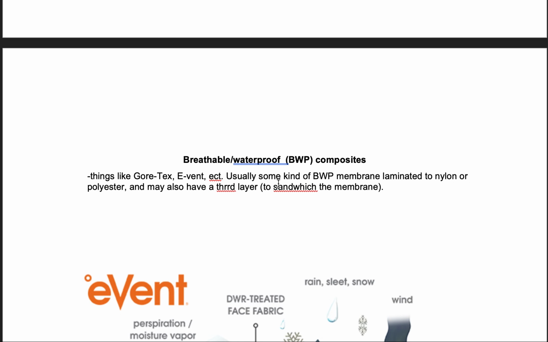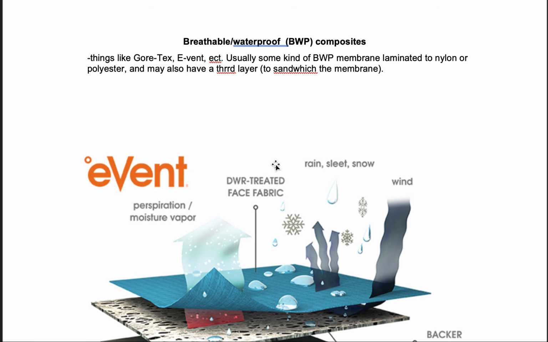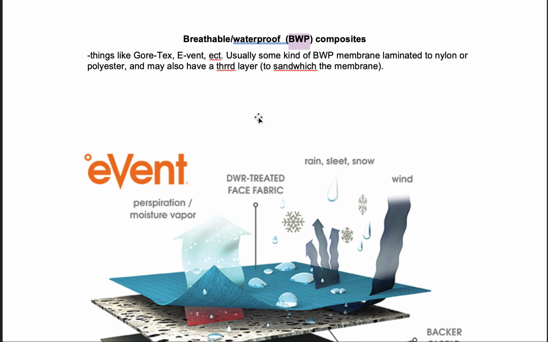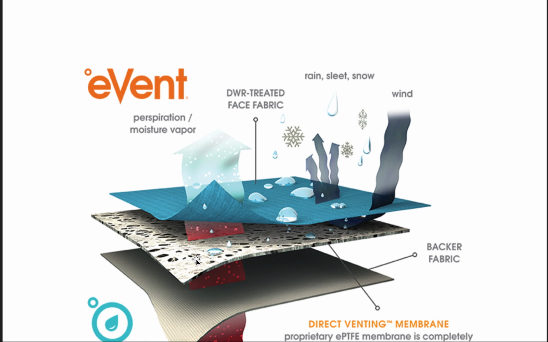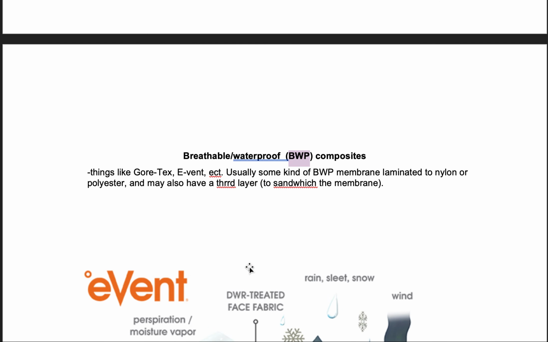So the next type of composite fabric that we'll talk about is breathable waterproof fabric, or sometimes you'll see it abbreviated as BWP. So we're talking about things like Gore-Tex and eVent, etc. There are lots of different brand names, and there are also generic membranes that are sold. This is generally referring to the actual membrane. However, you never buy just the membrane. You buy a fabric that's laminated, and the membrane is usually sandwiched between other fabrics.